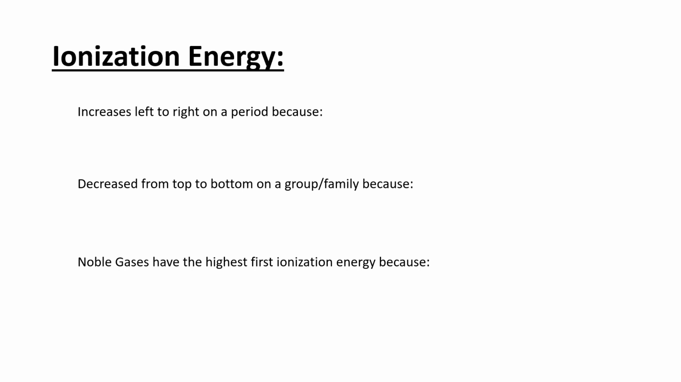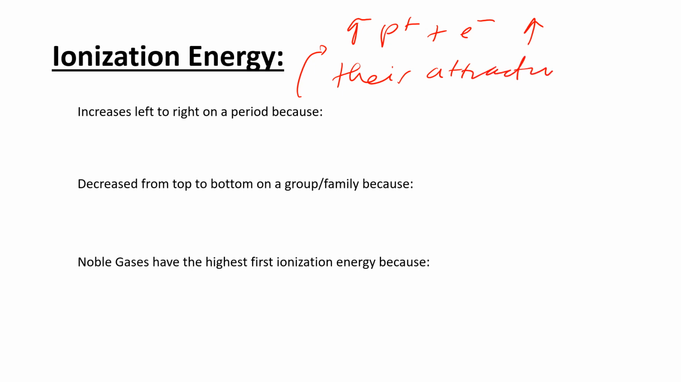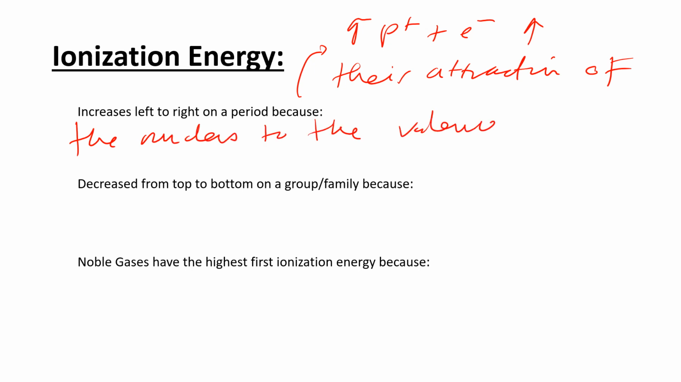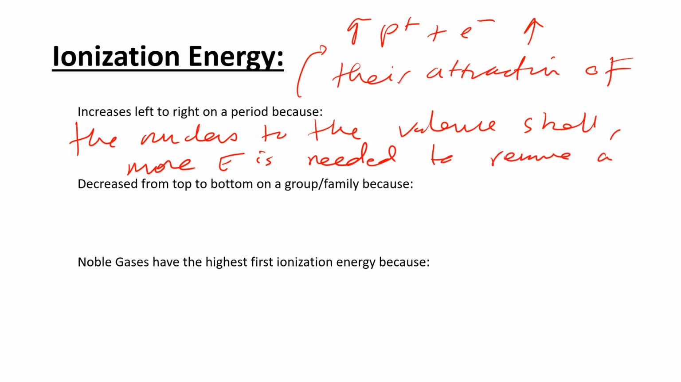Ionization energy increases from left to right in a period because increasing protons and electrons increases the attraction of the nucleus to the valence shell. What does this mean? This means that more energy is needed to remove a valence electron.